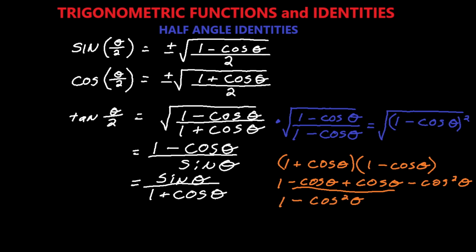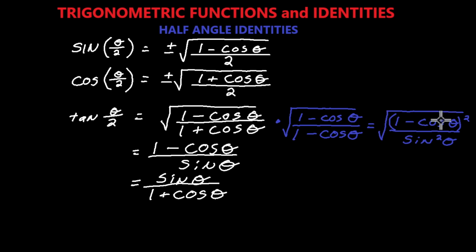And if you remember from the earlier Pythagorean identity, 1 minus cosine squared theta equals sine squared theta. So I've entered that over here. Now, since this is taking the square root of two squared terms, I'm just going to get 1 minus cosine theta over sine theta, which is this form. And the same thing would work for this one over here. To get this form here, instead of multiplying by 1 minus cosine theta over 1 minus cosine theta, I would do plus and plus, and it would yield this one.